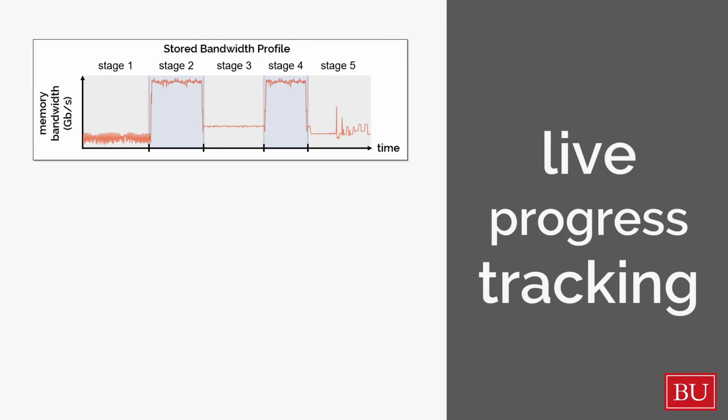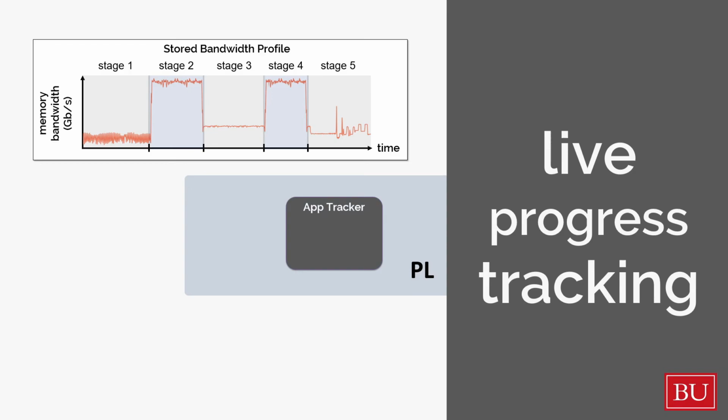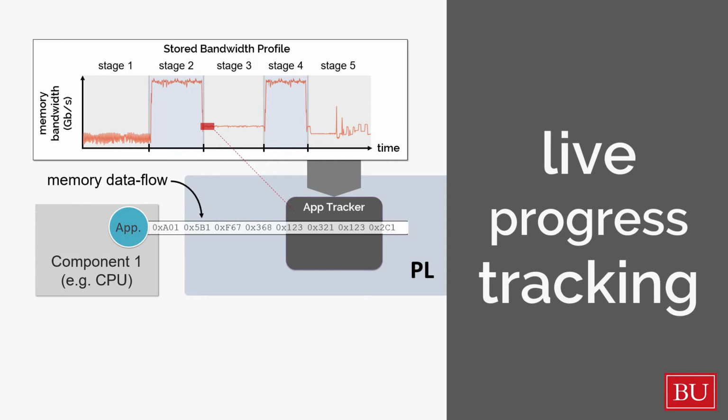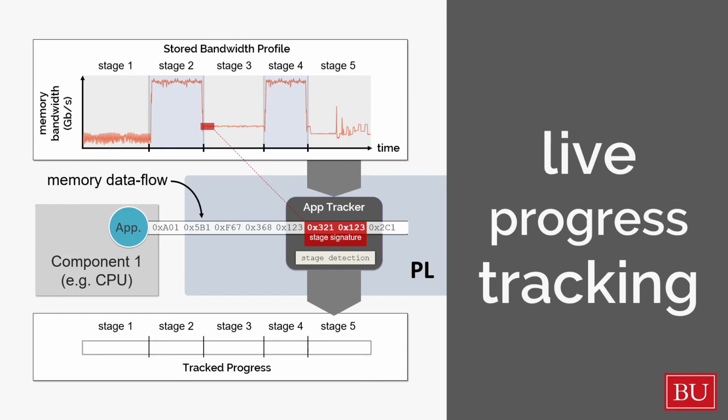So an application is not just blindly running on our platform. What we can do is have a module, which is an application tracker, that constantly monitors the behavior of the application under analysis. For example, it uses markers to understand when the application is transitioning between different stages of its progress, and with that, essentially drives a stage detection module that is able to understand at which point in execution a given application under analysis has arrived.